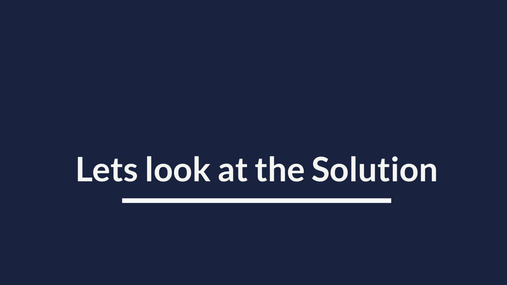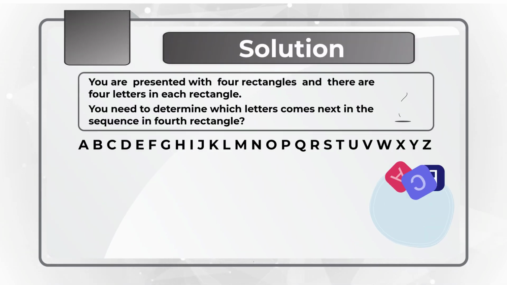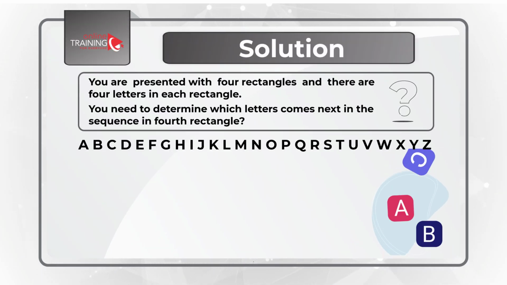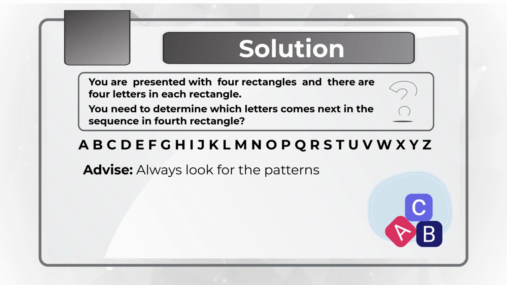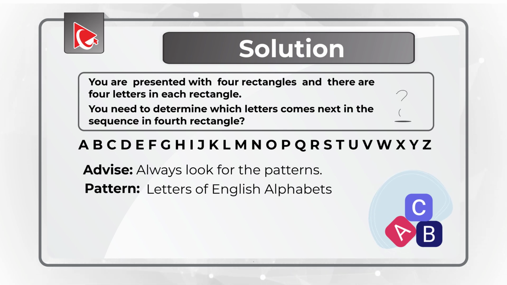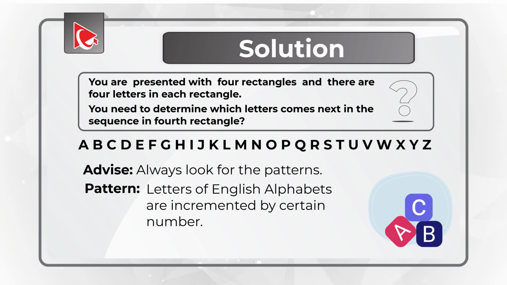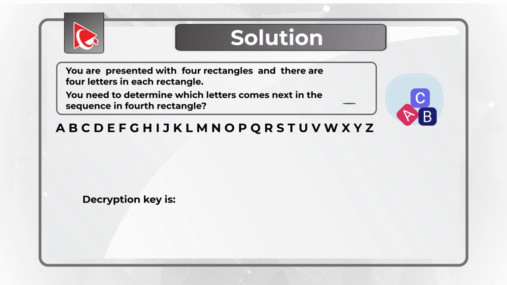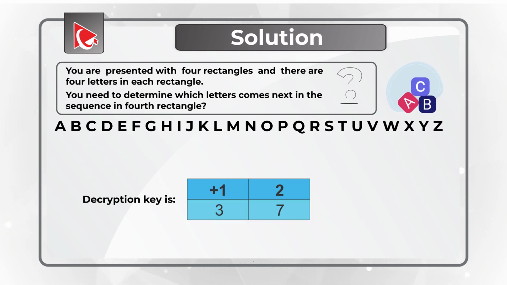To answer this question correctly, you need to know the letters of the English alphabet, as well as a little bit of math. And my advice to you, always look for patterns, because you would need the pattern to solve this question. So let's first look at the pattern. As you might have guessed, letters of the English alphabet are incremented here by a certain number. The increment number is different for each section of the rectangle. And the decryption key, if you're familiar with encryption and decryption, is 1, 2, 3, and 7.